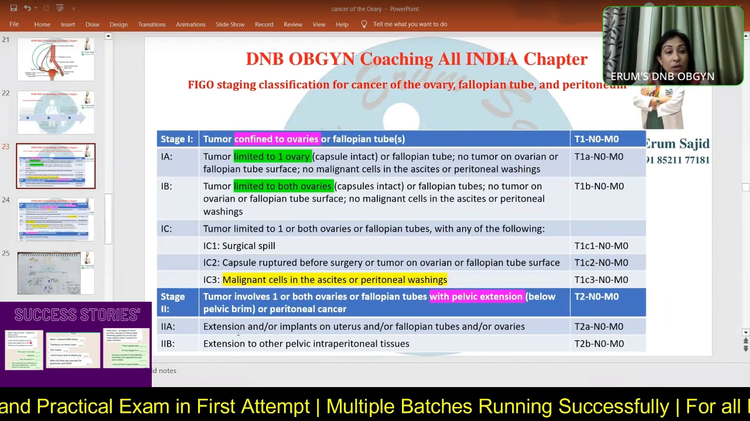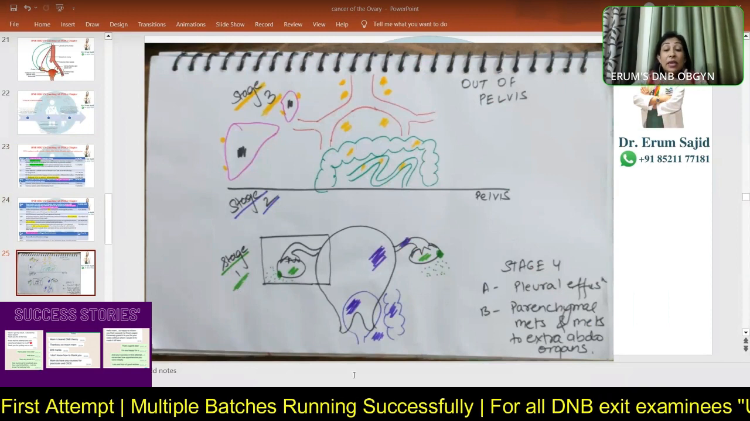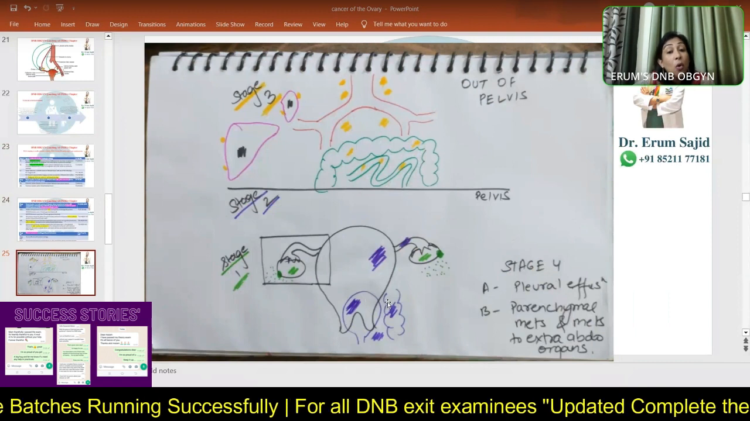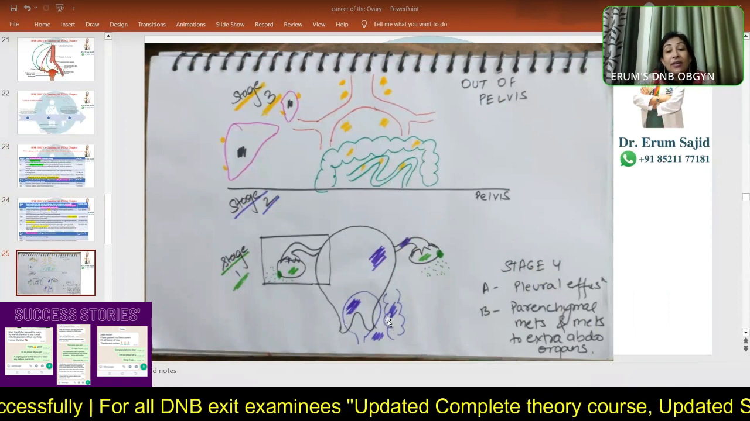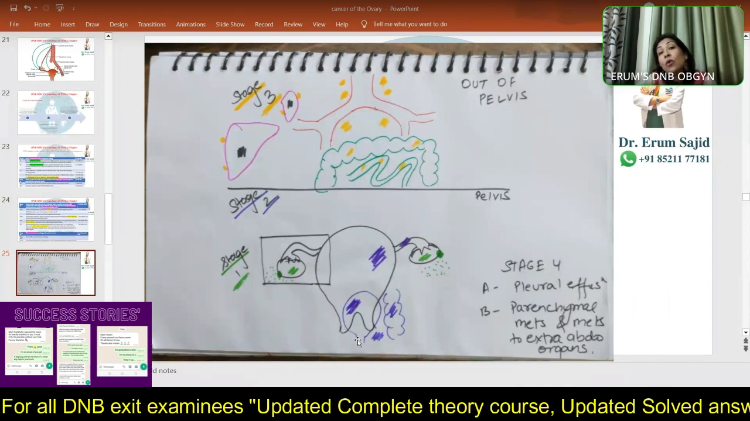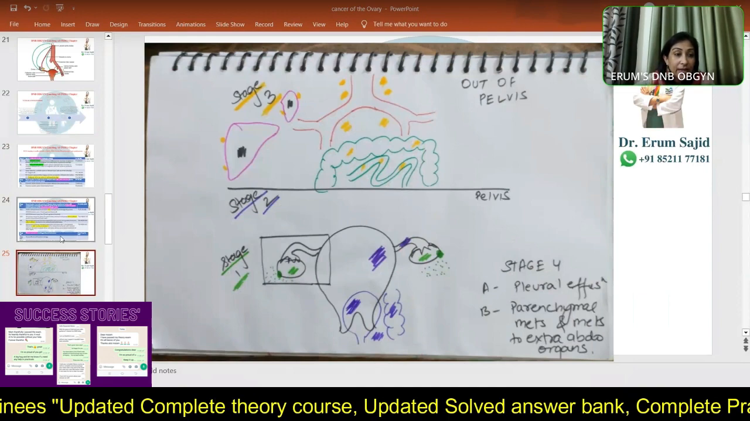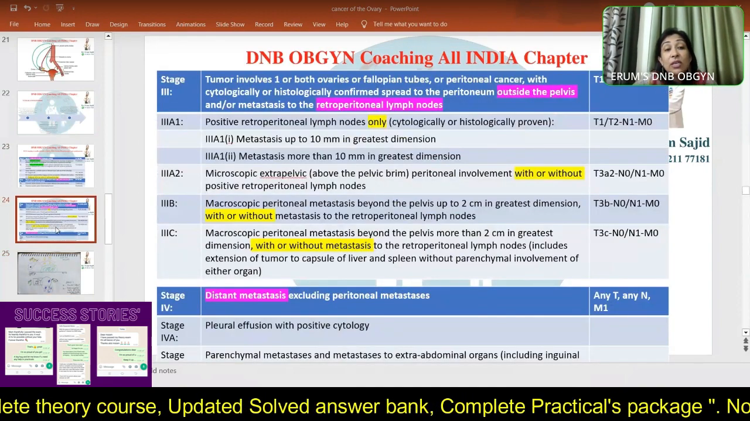Stage 2B, extension to pelvic intraperitoneal tissues. That means it's involving maybe the surface of bladder, maybe the peritoneum between the bladder and uterus, or the pouch of Douglas, or the rectal mucosa, rectal serosa. These things are involved. So the peritoneal tissues now are getting involved. Correct? Now the most important and the most irritating of all, stage 3.